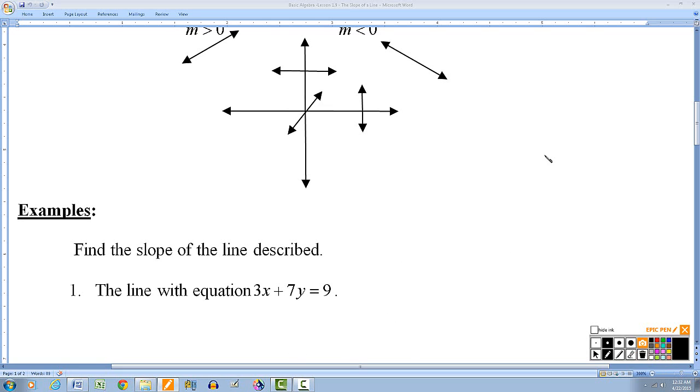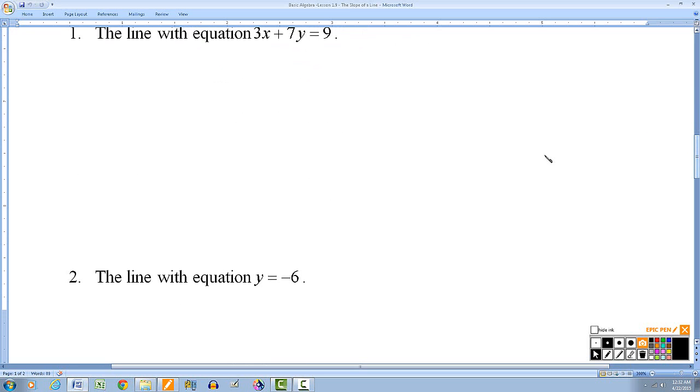Now the next one, I want the slope of the line with equation y is equal to negative 6. Well, based on what we said a while ago, this is a horizontal line that passes through the point 0, negative 6. So if it's horizontal, it has to have a slope of 0. M is equal to 0. Okay, that's all there is to that. If they give you x equal to something, then it's a vertical line. The slope is undefined.